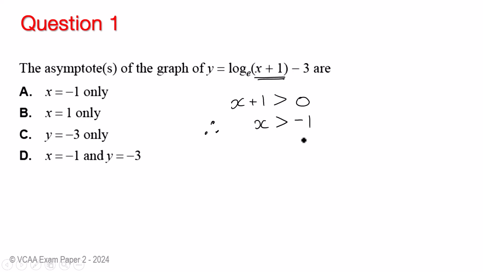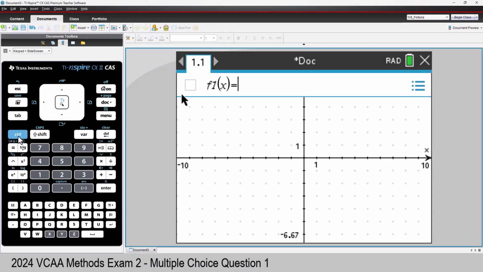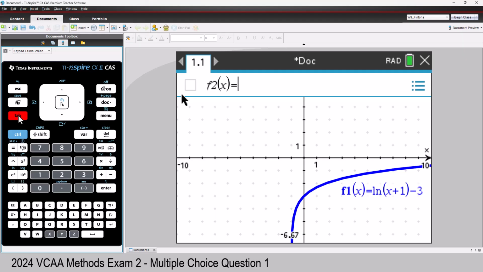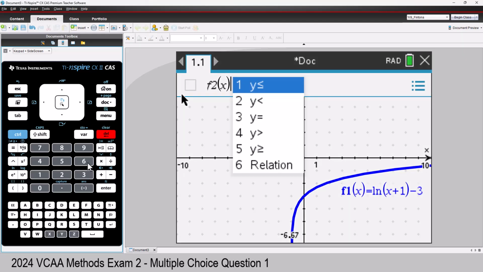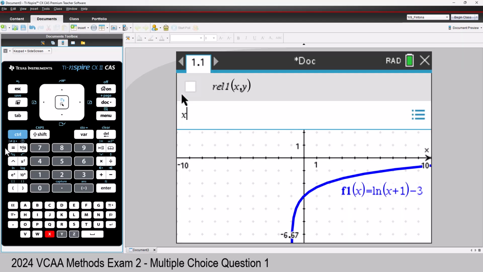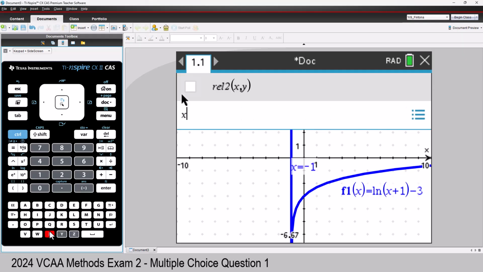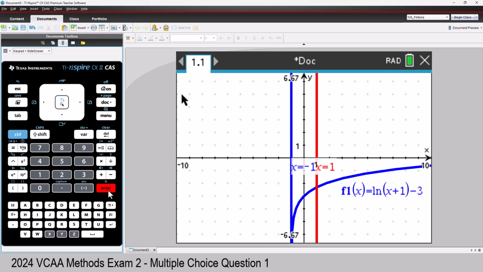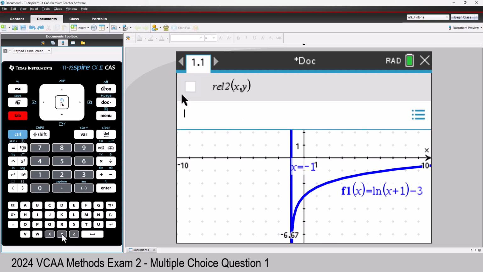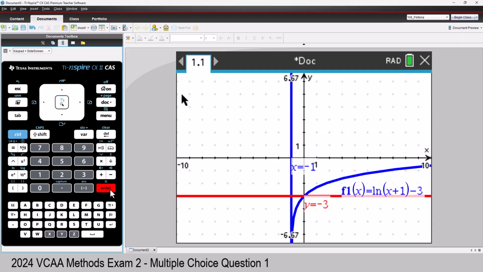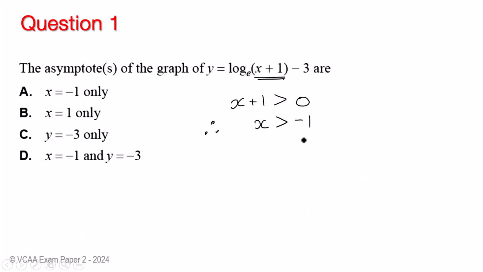Now let's check the answer using a graph. I'll graph the function natural log of x plus 1 minus 3. It's reasonably clear that one of the asymptotes occurs at x equals negative 1. Look at the other alternatives provided in the question. Option B says an asymptote at x equals 1. So that option is out. And option C says y equals negative 3. So that too is out. Which means option D is also out. Option A is the only correct response.